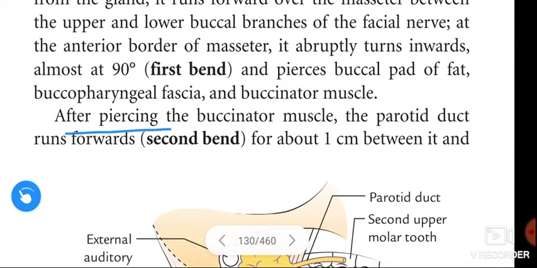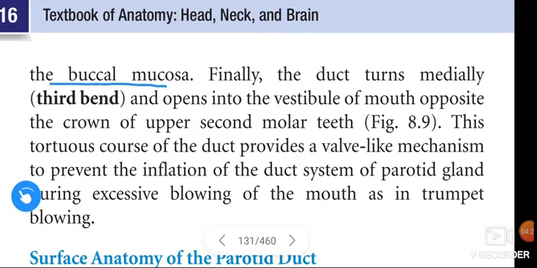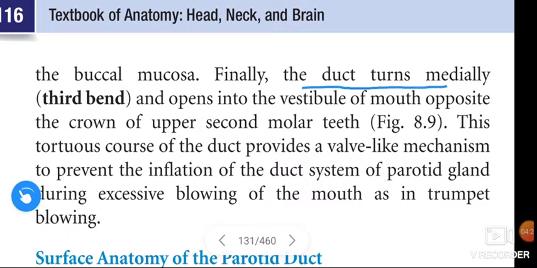After piercing the buccinator muscle, the parotid duct runs forward, and this is the second bend, for about 1 centimeter between it and the buccal mucosa. Finally, the duct turns medially. This is the third bend, and it opens into the vestibule of the mouth opposite the crown of the upper second molar tooth.